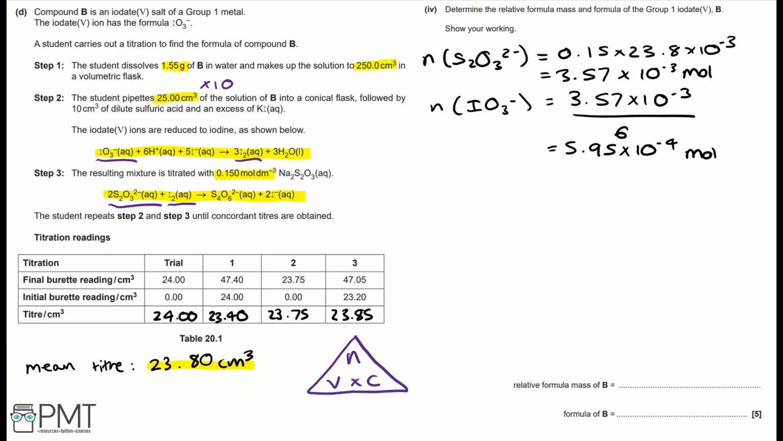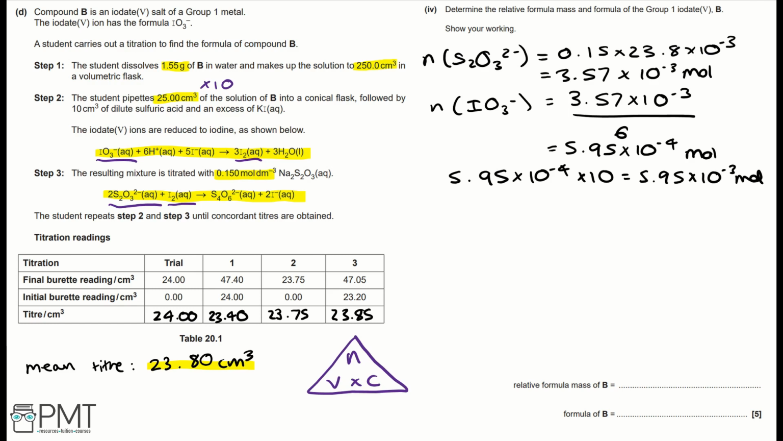Now we need to account for our factor of 10. And that is because the number of moles we've just calculated is the number of moles in 25 centimetres cubed, and we've made the solution up to 250 centimetres cubed. So we need to take the number of moles, 5.95 times 10 to the negative 4, and multiply this by 10, which gives us 5.95 times 10 to the negative 3 moles.